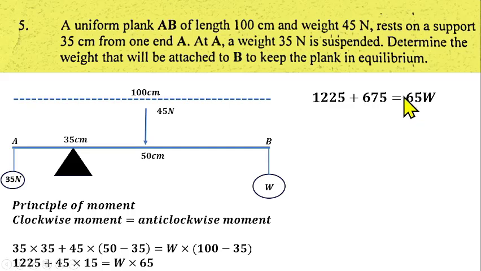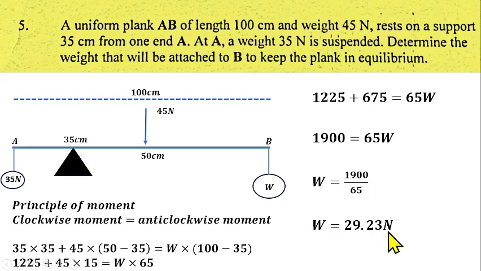Simplifying further, we have 1225 plus 675, which is 45 times 15, equals 65 multiplied by W, which represents the weight of the object attached to B. Then if you simplify further, that gives us 1900 equals 65W. Then divide both sides by 65, so we have 1900 divided by 65. So the weight will be 29.23 Newton for the weight that will be attached to this point B.